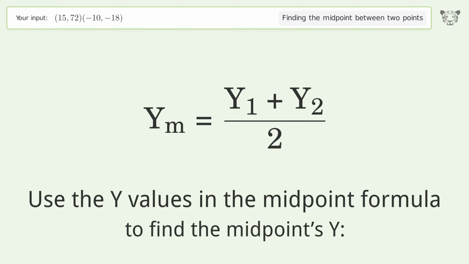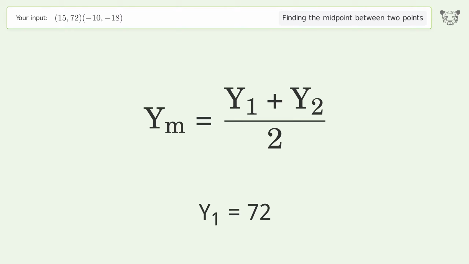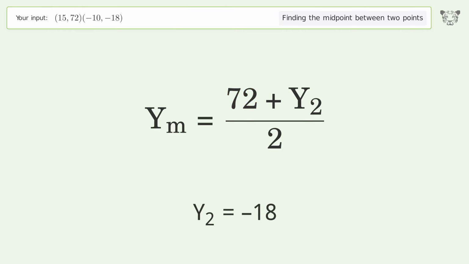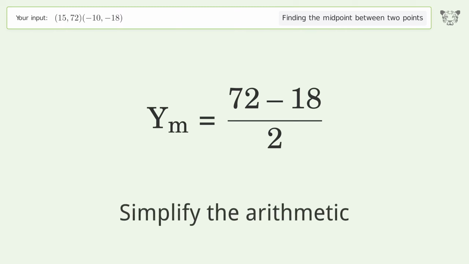Use the y values in the midpoint formula to find the midpoint's y. y1 equals 72. y2 equals -18. Simplify the arithmetic.